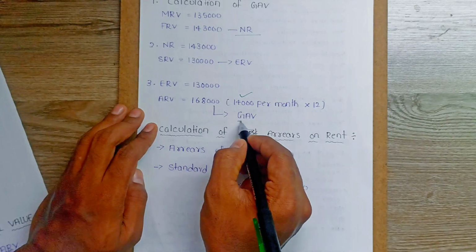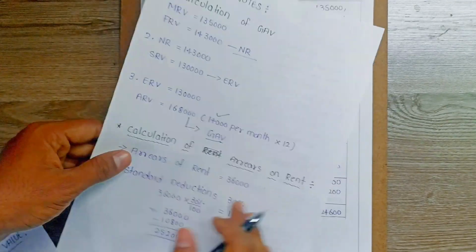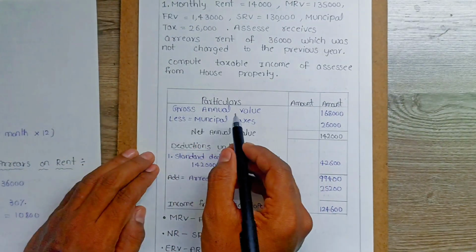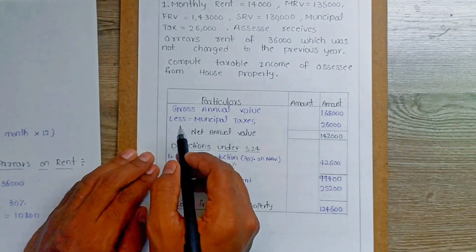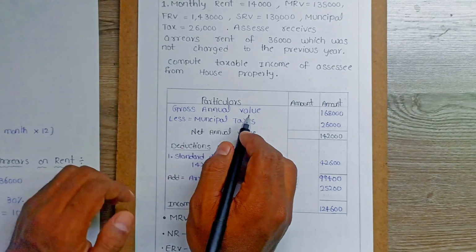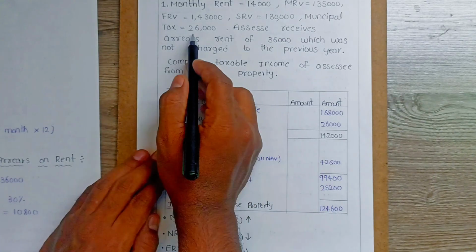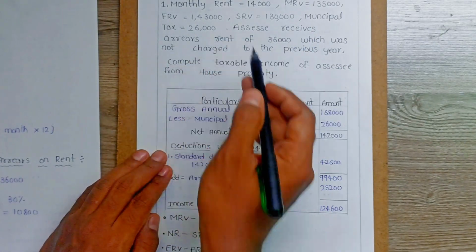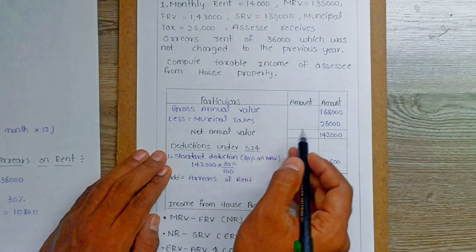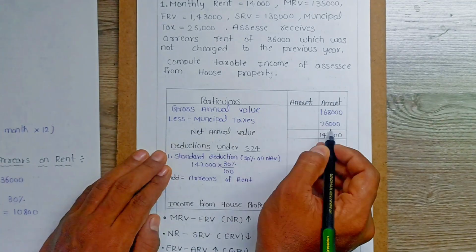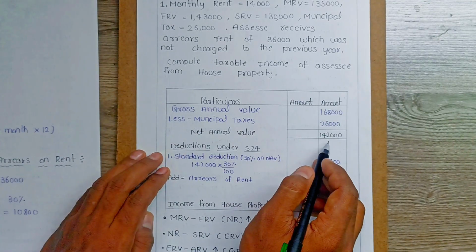We got the gross annual value, GAV. Now we need to deduct the municipal taxes. As given in the question, we have municipal taxes of 26,000. Then net annual value: after deducting from this GAV, we get 1,42,000.